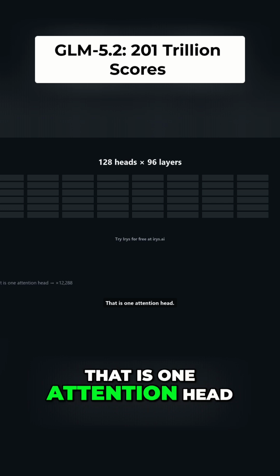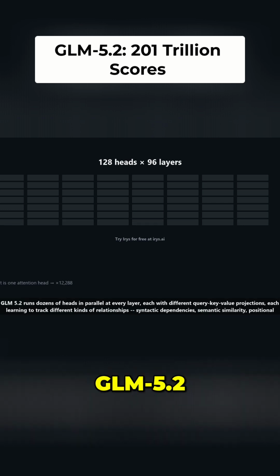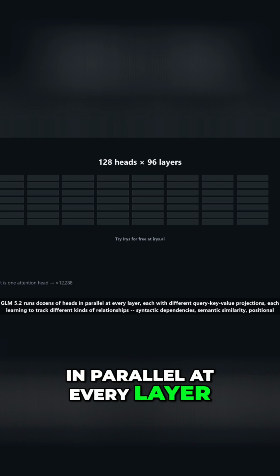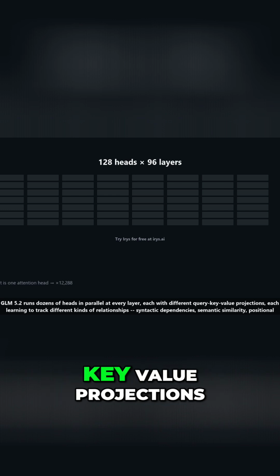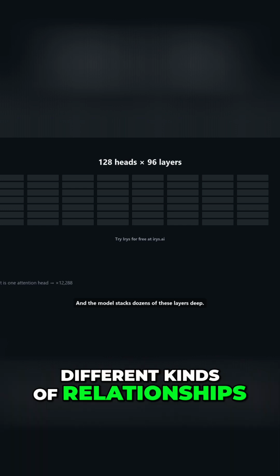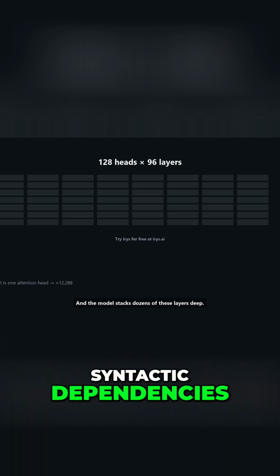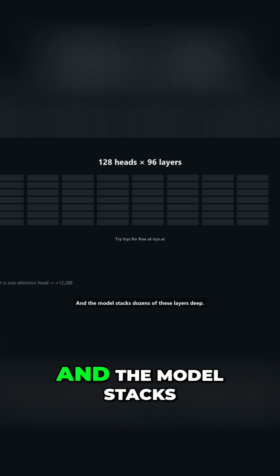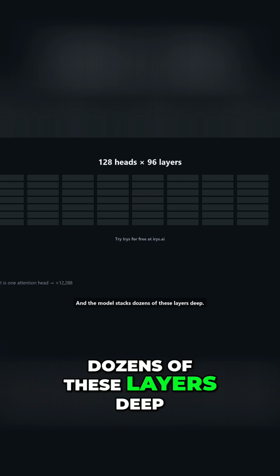That is one attention head. GLM5.2 runs dozens of heads in parallel at every layer, each with different query key value projections, each learning to track different kinds of relationships: syntactic dependencies, semantic similarity, positional patterns, coreference chains. And the model stacks dozens of these layers deep.